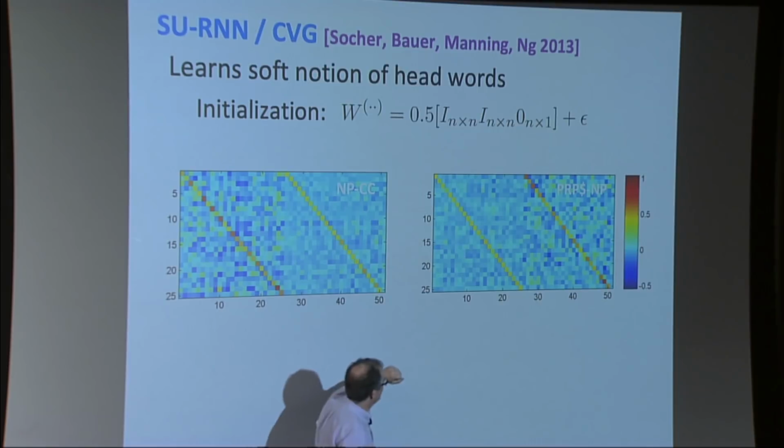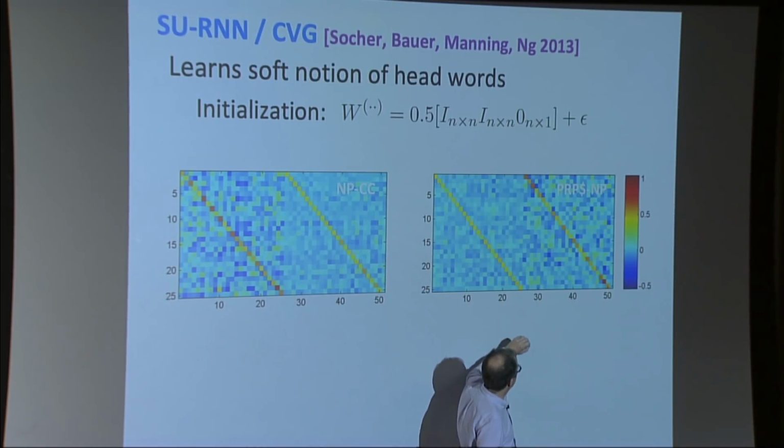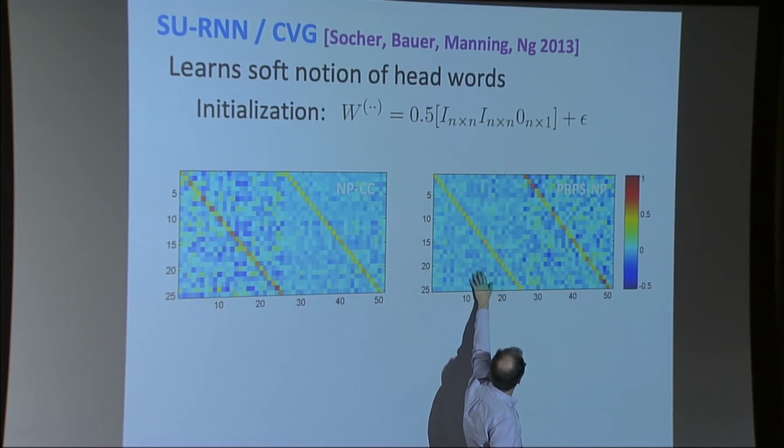And to the extent that nothing interesting has been learnt by the model, you'll get yellow along the diagonal and this sky blue in the rest of the field.